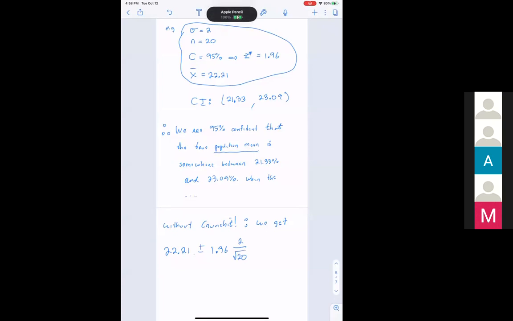Let's quickly do that on our calculator. I get 21.33 and 23.09. So I do in fact get the same result. So Crunchit can do it for us, but it's nice to know that we can do it by hand as well. Does that make sense?